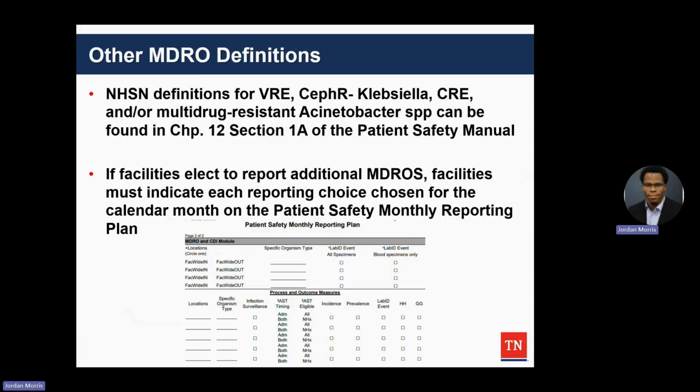If facilities elect to report additional MDROs besides MRSA and CDI, NHSN definitions for these pathogens can be found in Chapter 12. If facilities choose to report, they must indicate each reporting choice chosen for the calendar month on the patient safety monthly reporting plan.